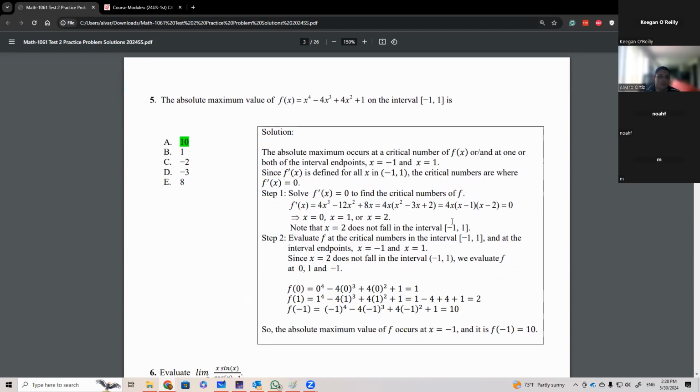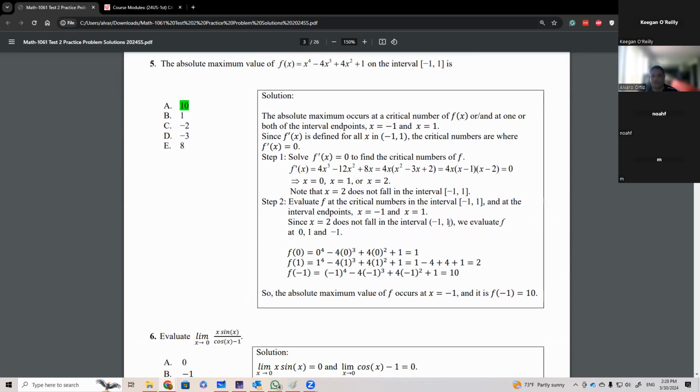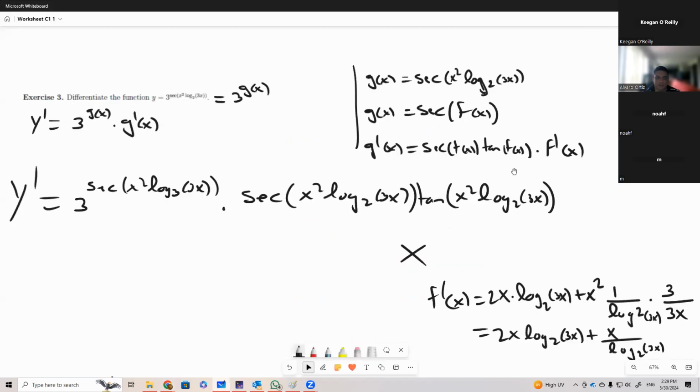Now, let me jump to some questions of chapter 4. So in chapter 4, we're doing optimization, and optimization is about maximums and minimums. And there are 2 scenarios where you can find maximums and minimums. One of them is in a closed interval, and the other one is just a general interval. In this scenario here, we have the absolute maximum value for the function x to the 4 minus 4x to the 3 plus 4x squared plus 1 on the interval minus 1 to 1. So what are the usual steps for maximizing?